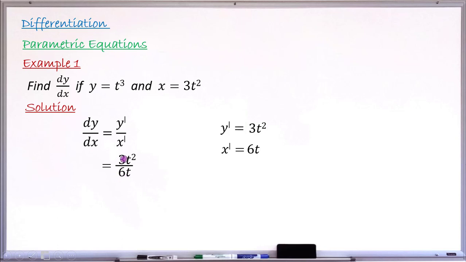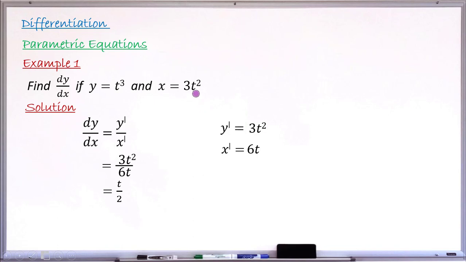You can see 3 can divide this 6. Similarly, this t can divide this t squared. So 3 in 3 is 1, 3 in 6 is 2. t in t is 1, t in t squared, what you have in the end is just t. So I'm going to have t over 2. The 2 is a result of dividing 6 by 3, and this t you have as your numerator is a result of dividing t squared by this t. And this is dy by dx of these parametric equations.